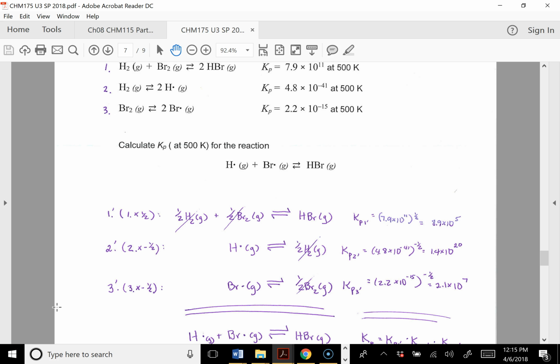If that's the case, then if I multiply these new KPs all together, I will get the KP of interest. In this case, you had to remember that if we've manipulated an equation, we also have to manipulate its KP by raising it to the power. In the case of reversing, it's raised to the -1, and since we also took it times 1/2, it's the -1/2 power. So these are the new KPs. Multiply them all together and get the KP of interest.